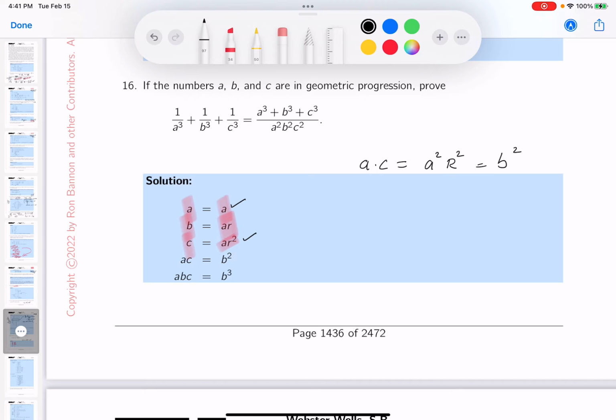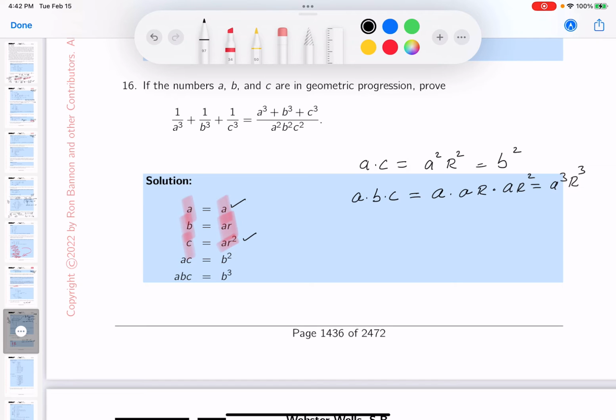I kind of look for a cube in the problem. I guess what I could do is maybe I should also do A times B. Now, if you did A times B, it's kind of unproductive. You just get A squared R. So that really is not what I was looking for, so I'll erase that. But I want to try A times B times C. And what do I get there if I do that? Well, the A is A. The B is AR. Again, I'm looking for a cube now. And then you get AR squared. And what does that give me? Well, that gives me A cubed R cubed.